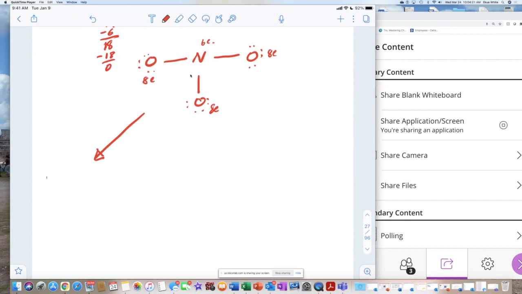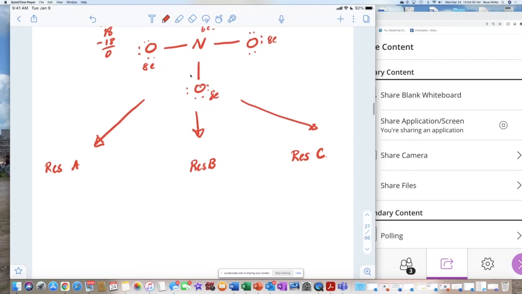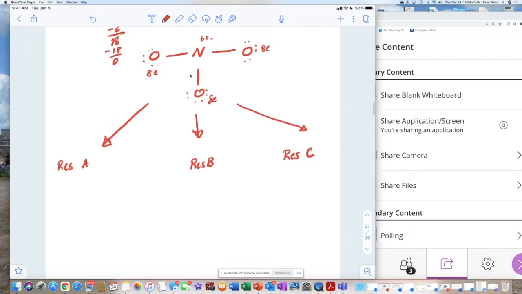So one possibility will give us resonance A. The second possibility will give us resonance B. The third possibility will give us resonance C. Okay, so for the first possibility, I'll just use the oxygen on the left. If the oxygen on the left is helping out my nitrogen, I'll draw it like this. I'm trying to draw a little smaller. And this oxygen, this oxygen, this oxygen. Let me just copy them all out so I can do well with space.